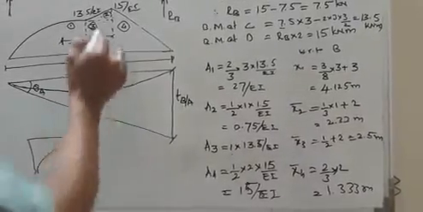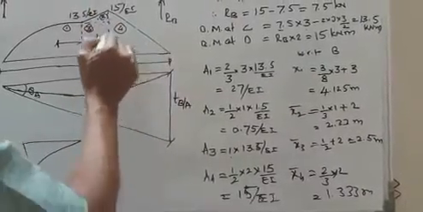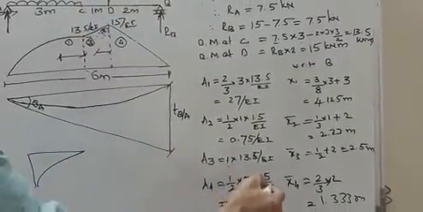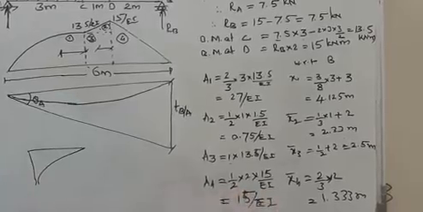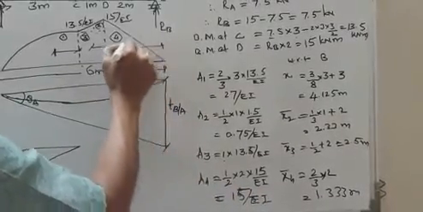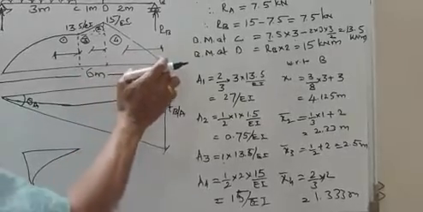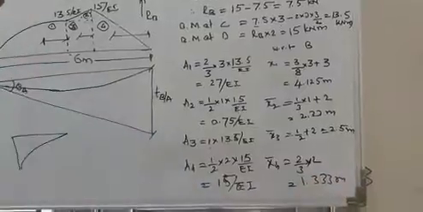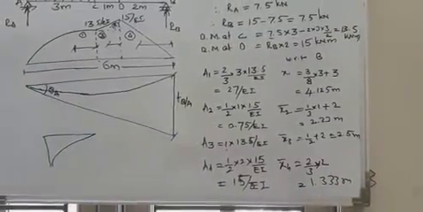Now A4 means this is the area of the triangle. Half, base is 2, height is 15 by EI, so it comes 15 by EI. Then the center of this one from B, this is what is required, it is X4 bar. It is nothing but from this side 2/3 of 2, that is 1.333 meter.